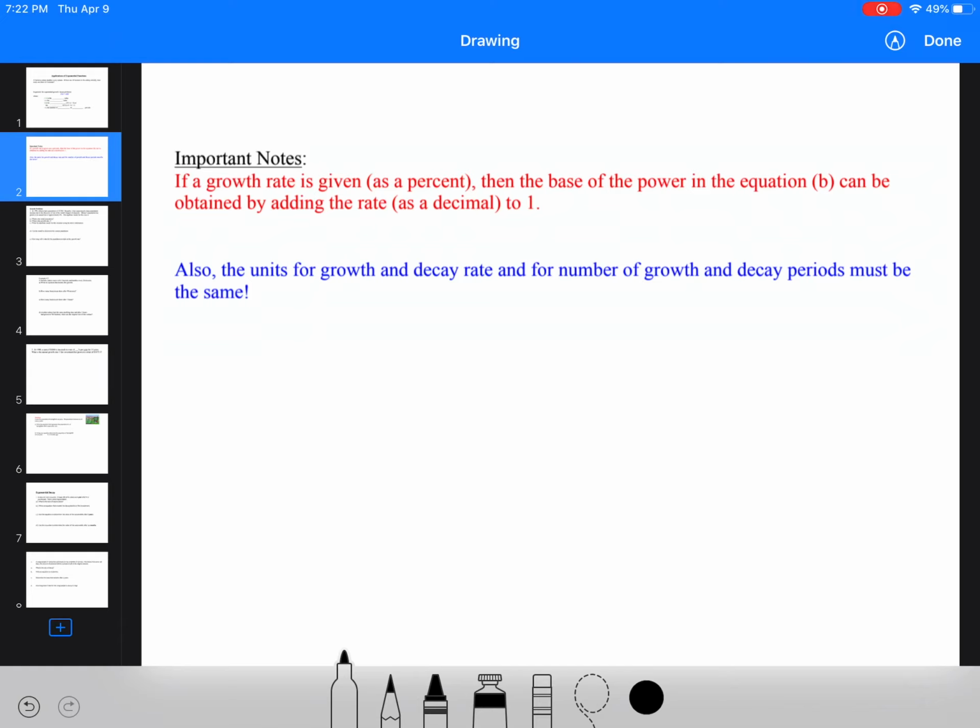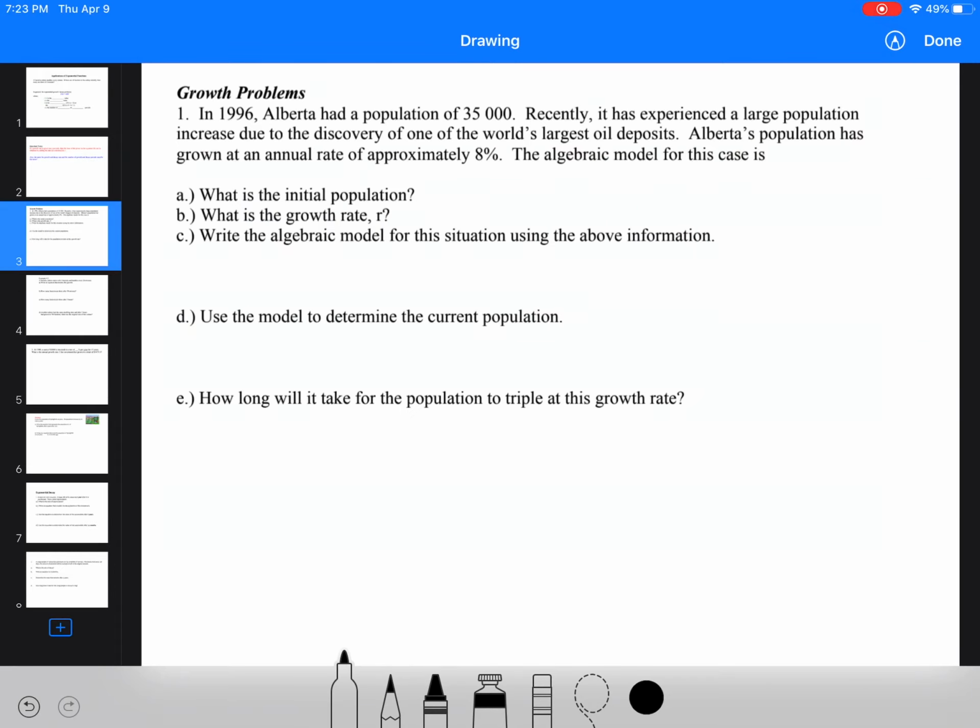Important notes. If growth or decay is given as a percent, then the base of the equation can be added or subtracted to 1, and we're always going to change that percent to a decimal. For example, if we had a growth of 4%, we would add that to 1, it would be 1.04, and that would be our growth. Also, the units for the growth or decay rate and for the number of growth or decay periods must be the same. So if we were doubling every minute, we couldn't have our time be in hours. That just wouldn't make sense.